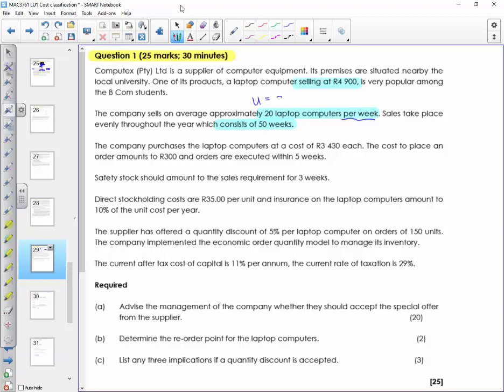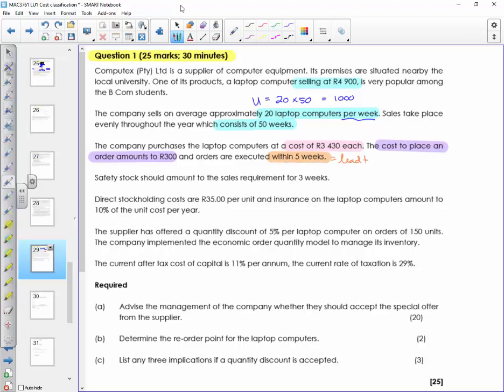So your annual usage would be 20 per week, not for 52 weeks, but for only 50 weeks, which is 1,000. 20 times 50, make sure you use a calculator, don't just guess. Then they purchase the laptop computers at a cost of 3,430 Rand each, and the cost to place one order is 300 Rand, and the orders are executed within 5 weeks, so that is your lead time.